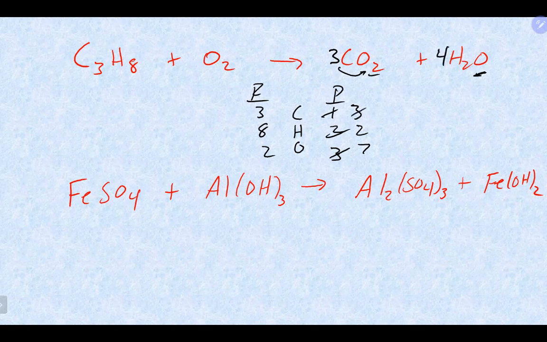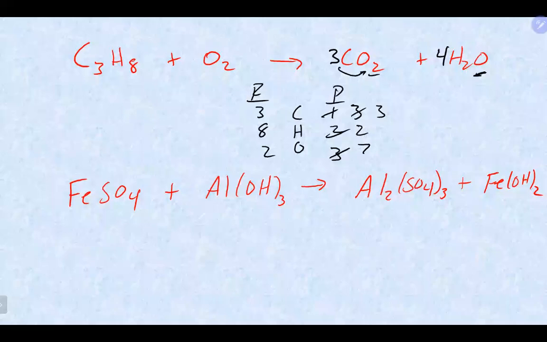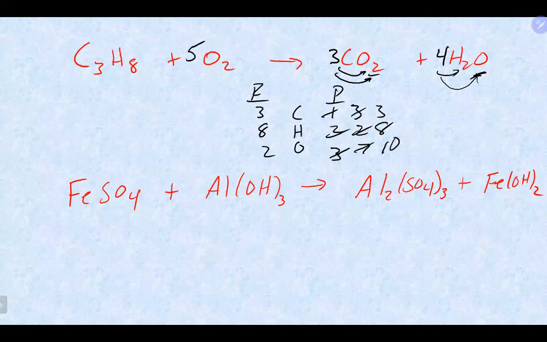That gives us 3 carbons. 4 times 2 is 8 hydrogens. And in terms of oxygen, that again is 6. And now we need to multiply the 4 over, which gives us 10. At this point, we could go to the left-hand side and put a 5 in front of the oxygen to fix it. Gives us 3, 8, and 5 times 2 is 10. Any question on that one there?